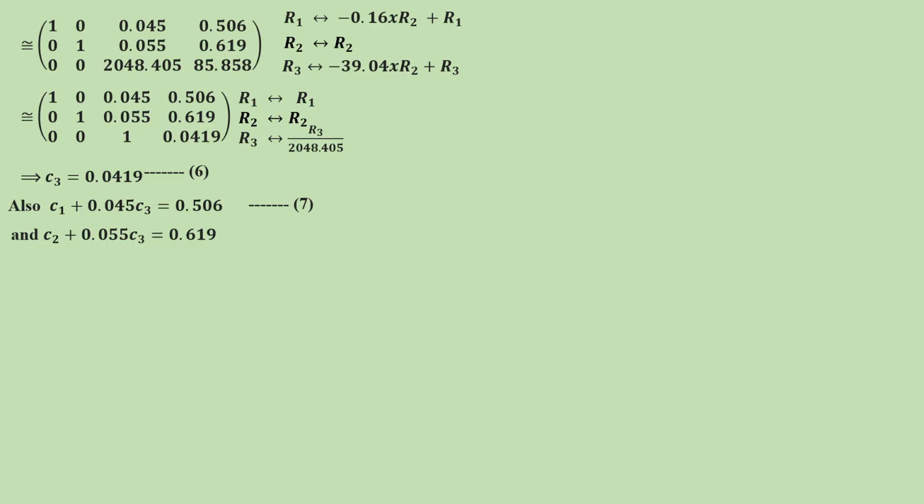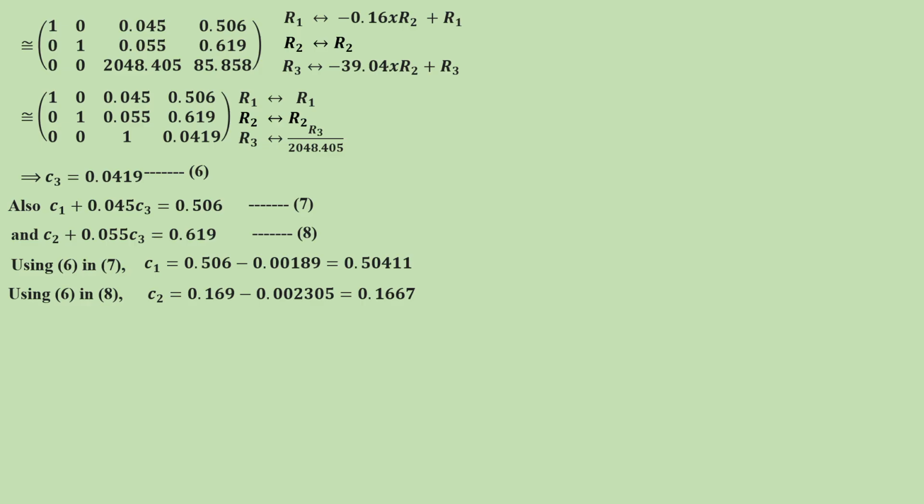Then C2 plus 0.55 C3, this is from the second row, is equal to 0.6198. So using 6 and 7, C1 is equal to 0.506 minus 0.00189, which is 0.50411. Using 6 and 8, C2 is equal to 0.169 minus 0.002305, which is equal to 0.1667.